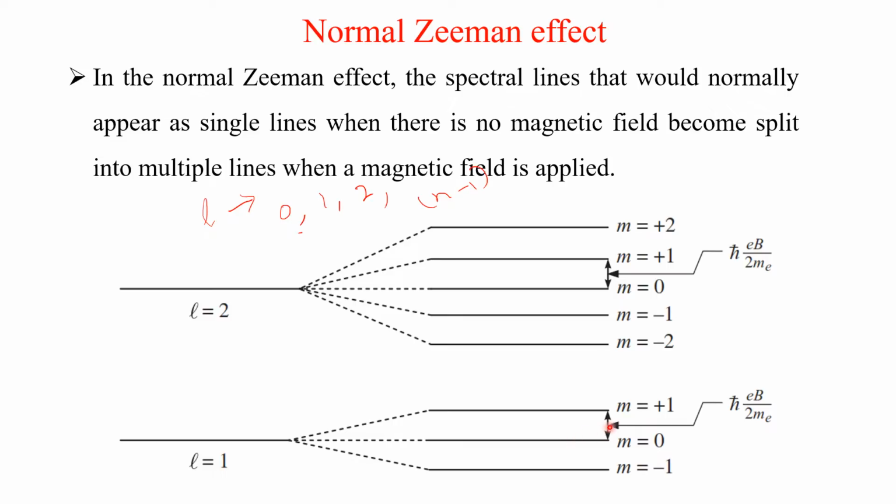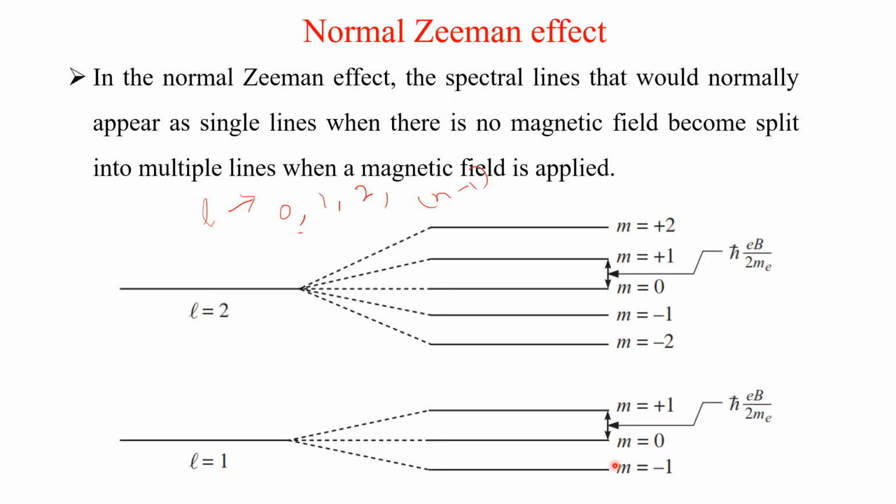Here you can see the energy difference between one level and another level is h cross multiplied by eB divided by 2m_e. Here B is the applied magnetic field, m_e is the mass of the electron. So the energy difference between one level and another level is this much. Here, remember that in the case of hydrogen, we have a triplet. So when L equal to 2, you have 5. So that is split into an odd number of lines. That is one important point.